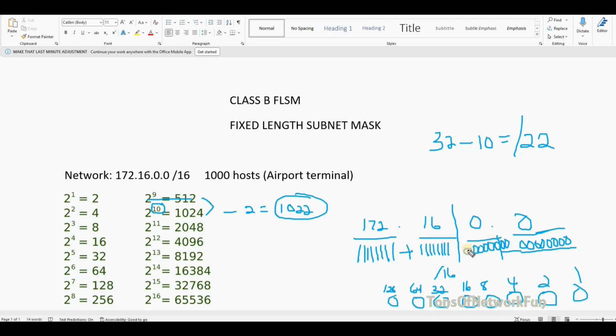So we know we borrowed 6 bits, right? 1, 2, 3, 4, 5, 6. Okay. And the value above that is 4. So the block size is 4 here. This is how you determine the block size.